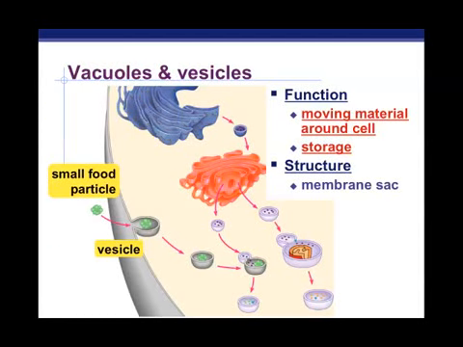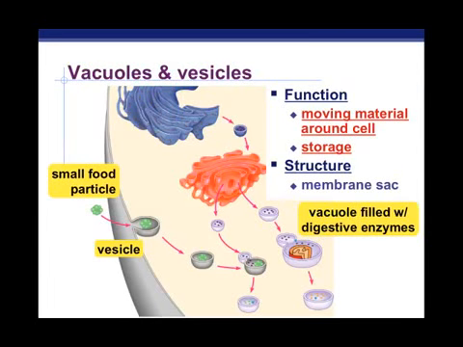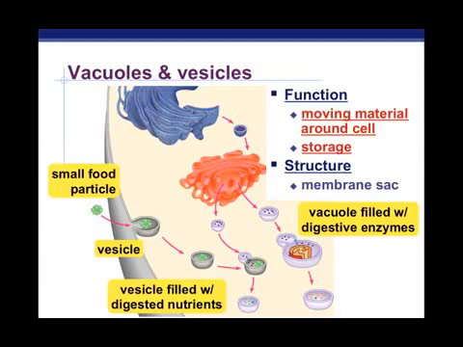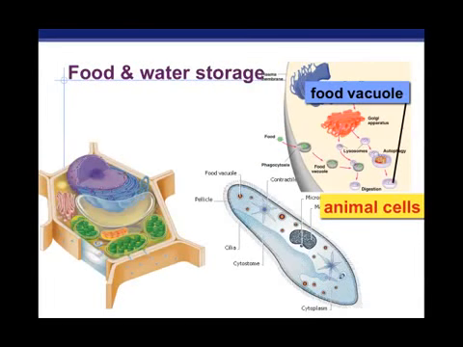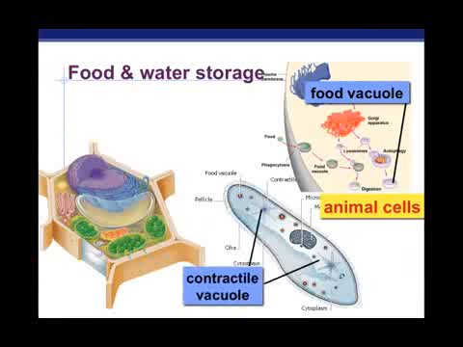Now, it's like a sac. Now, a vacuole is filled with enzymes. The vesicle isn't. It has the food in it. The vacuole is filled with other chemicals, and it helps digest the material. Now, food and water storage are also part of the energy process. And the one on the right is an animal cell. And there's the food vacuole in the animal cell, as it was on the page before.